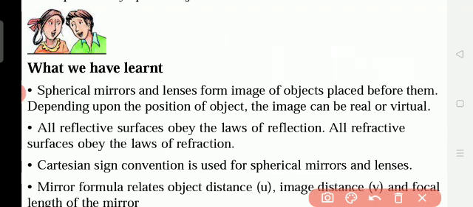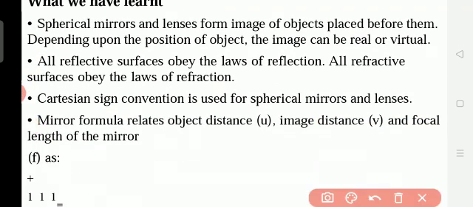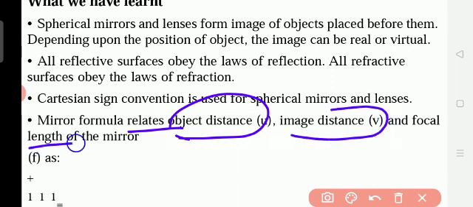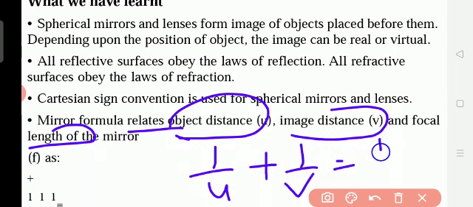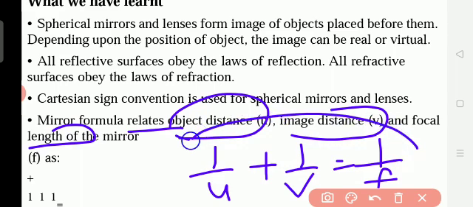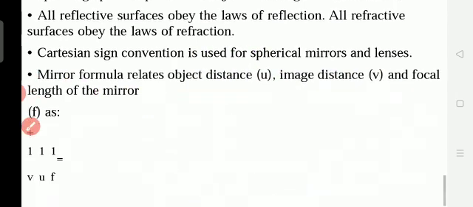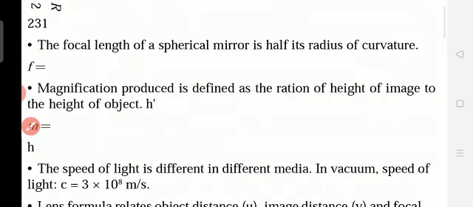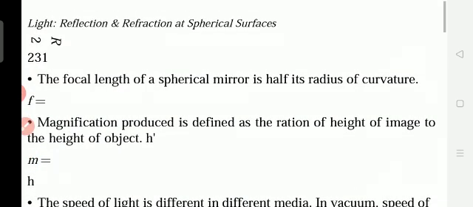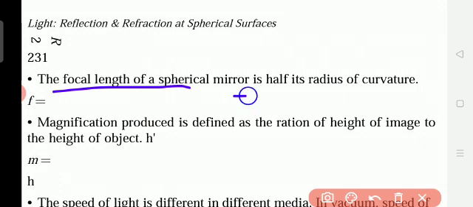The Cartesian sign convention is used for spherical mirrors and lenses. The mirror formula relates the object distance, image distance and focal length of a mirror. With object distance u and image distance v, 1/u + 1/v = 1/f. This is the mirror formula. And the spherical lens formula is what? The next one: the focal length of a spherical mirror is half its radius of curvature.